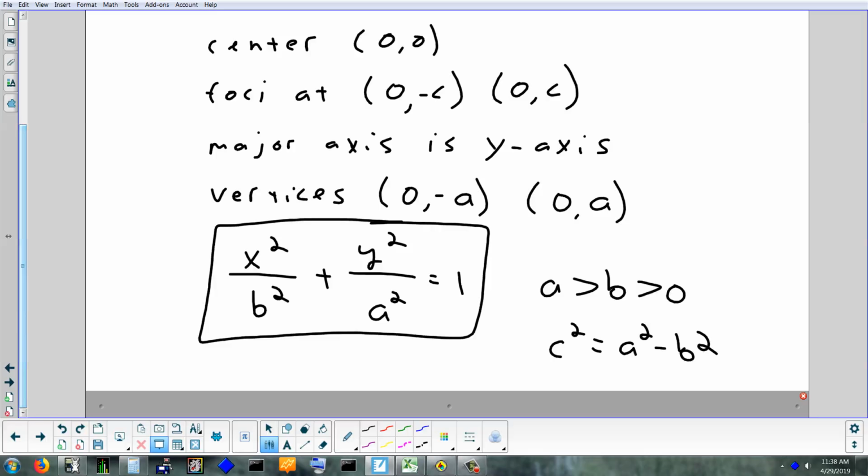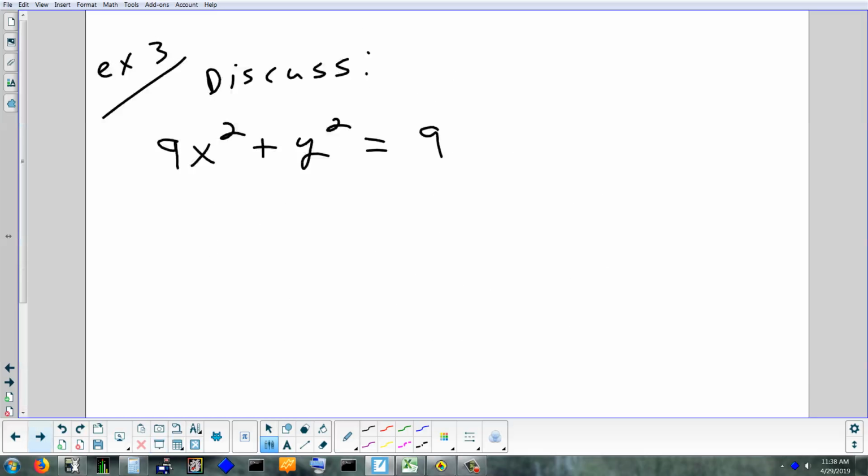Okay, let's try a couple of those. Sometimes maybe I'll give you one where you have the equation, and I'll give you one where you have to find it. Okay, so this is one where I'm giving you the equation, but something's wrong here. What's wrong with that equation?